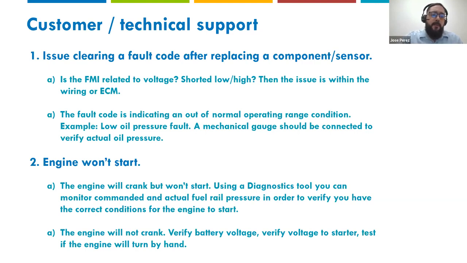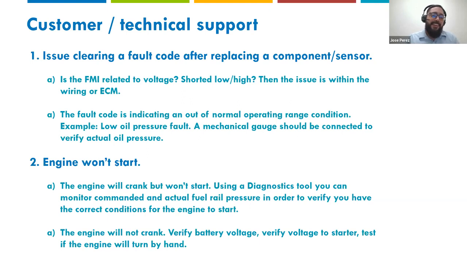B would be the fault code indicating an out of normal operating range condition. Example, low oil pressure fault. In this case, it's not a voltage related issue. It's basically telling you that there is an issue with your oil pressure. So technical support would guide you into connecting a mechanical gauge to the oil pressure system and verifying if you do have oil pressure.